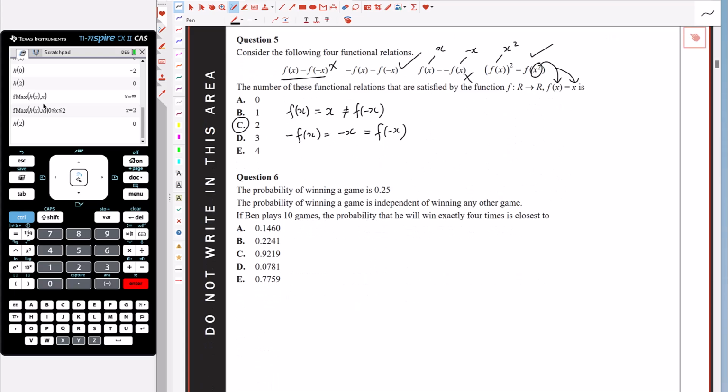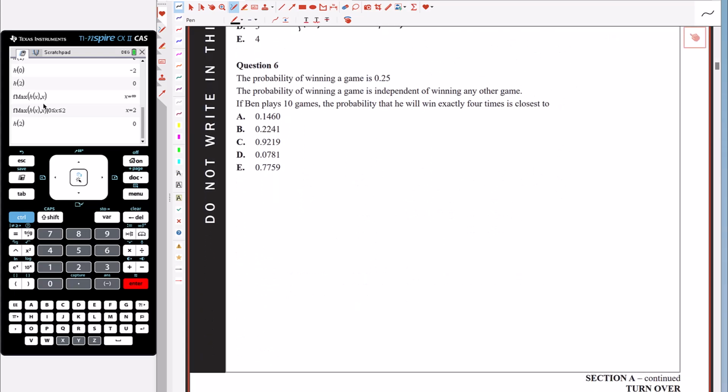Okay, so question 6. The probability of winning a game is 0.25. The probability of winning a game is independent of winning any other game. Okay, so we have a binomial situation. We either win or we don't win. We know what P is, it's 0.25. The independence is telling us it is binomial. If Ben plays 10 games, the probability he will win exactly 4 times is closest to.